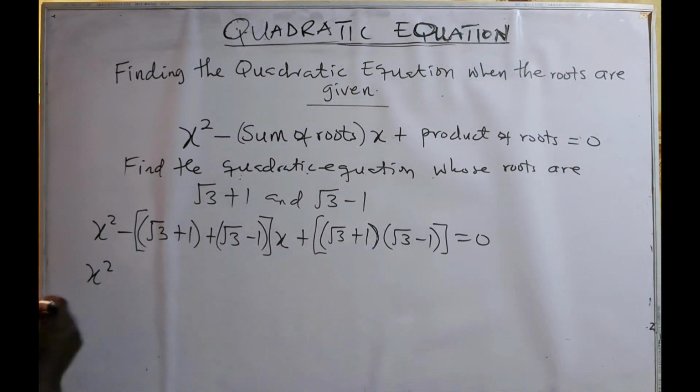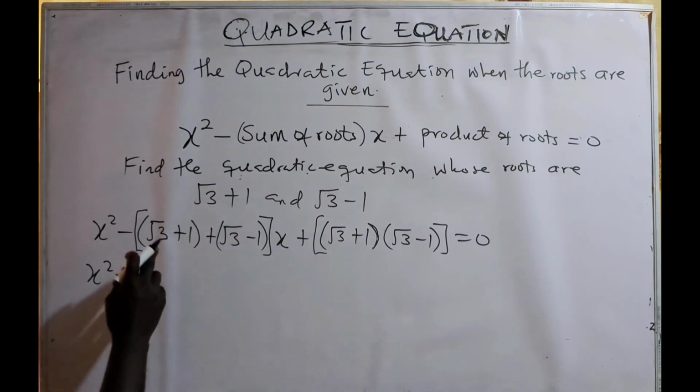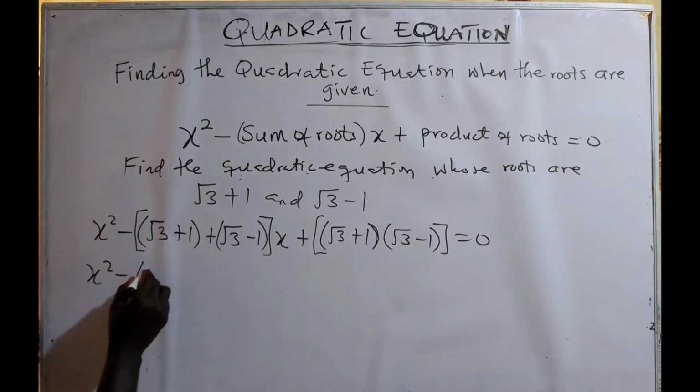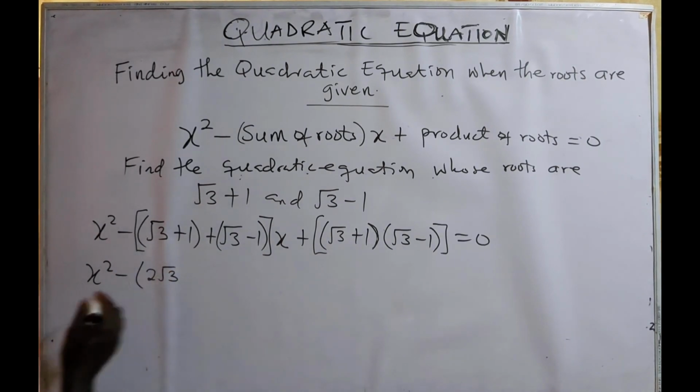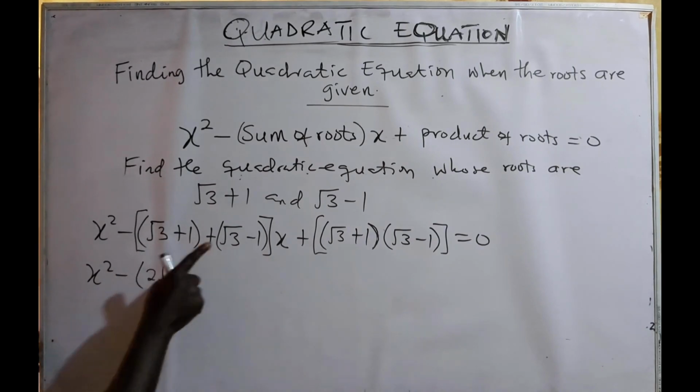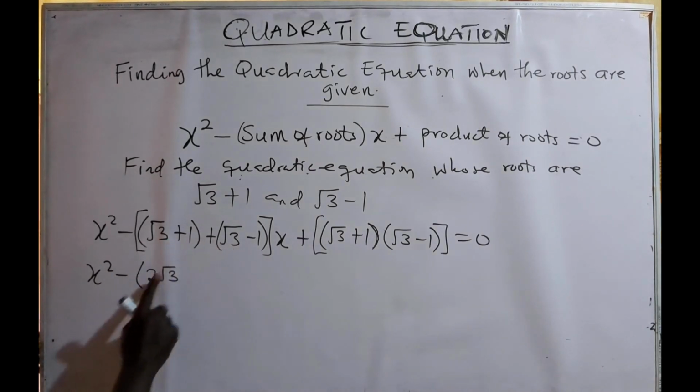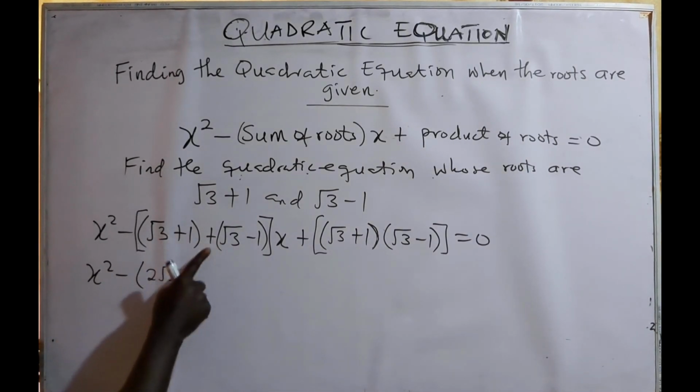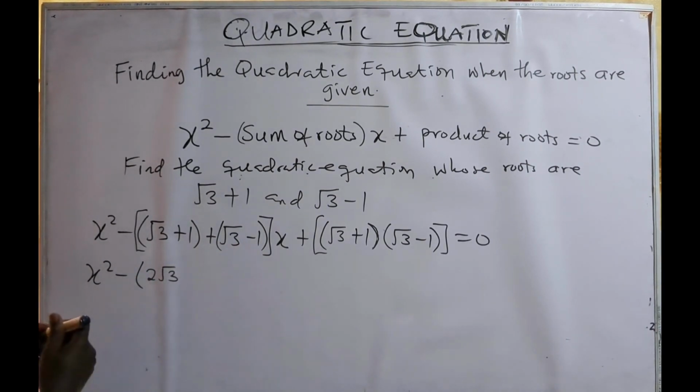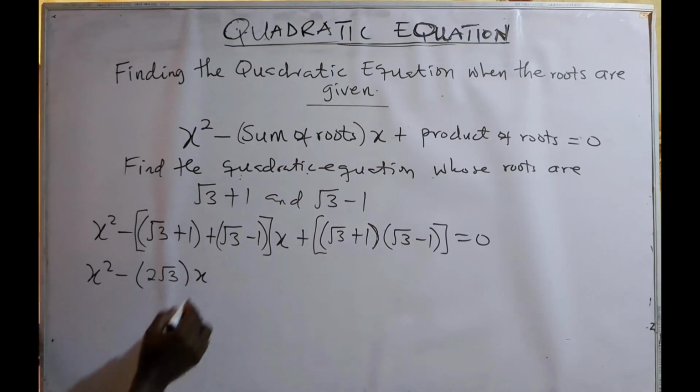x squared minus the sum. If it is the sum, then we can have root 3 plus root 3, which will give us 2 root 3. That is root 3 plus root 3, that will be 2 root 3. And then 1 plus minus 1 will be 0. Multiply by x.